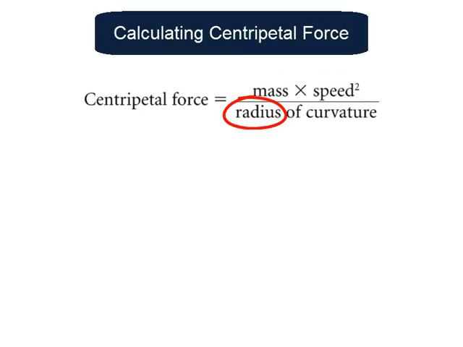Traveling in a circular path with a smaller radius of curvature requires a greater centripetal force. Centripetal force is measured in newtons when m is expressed in kilograms, v in meters per second, and r in meters.